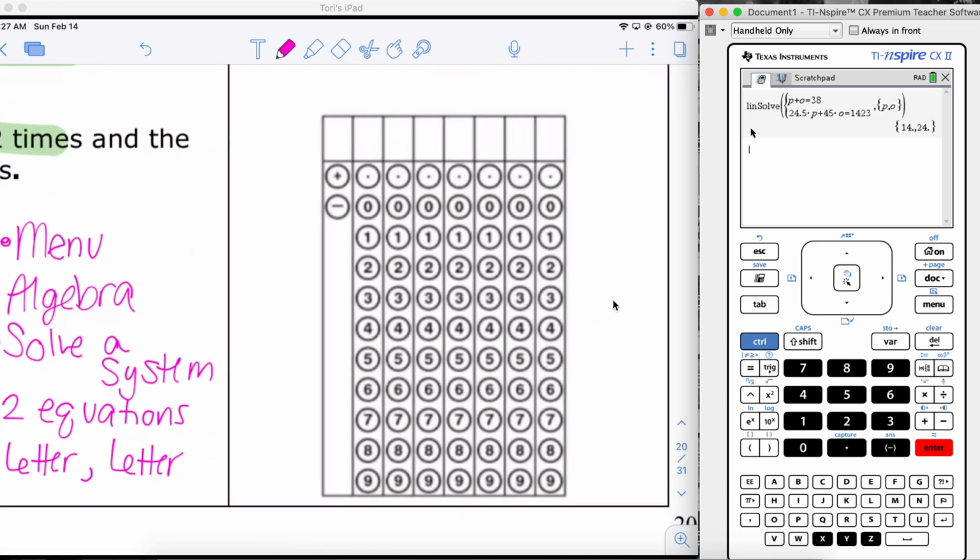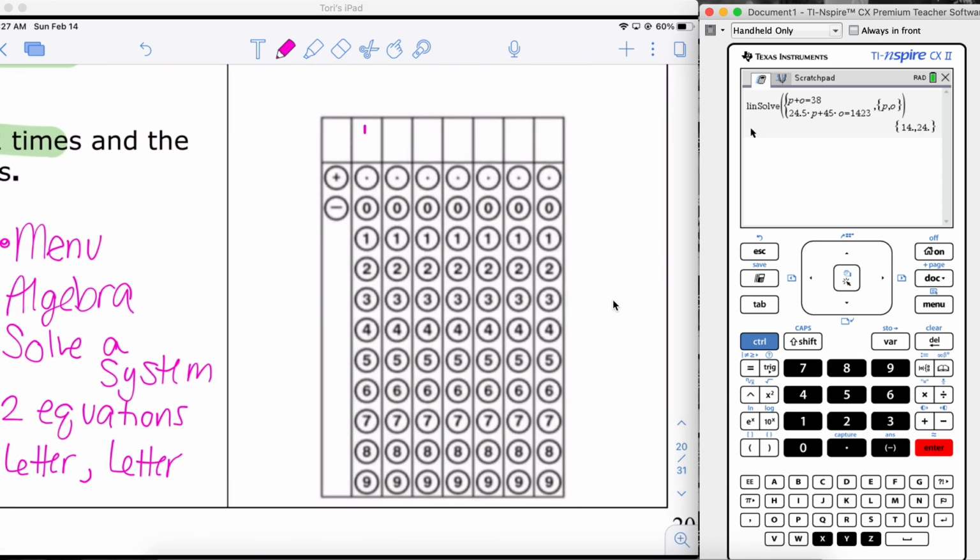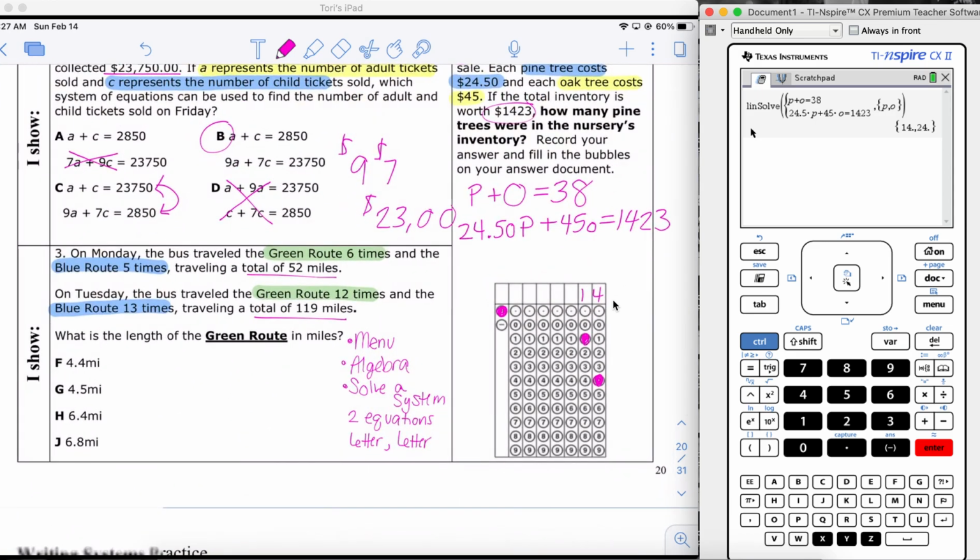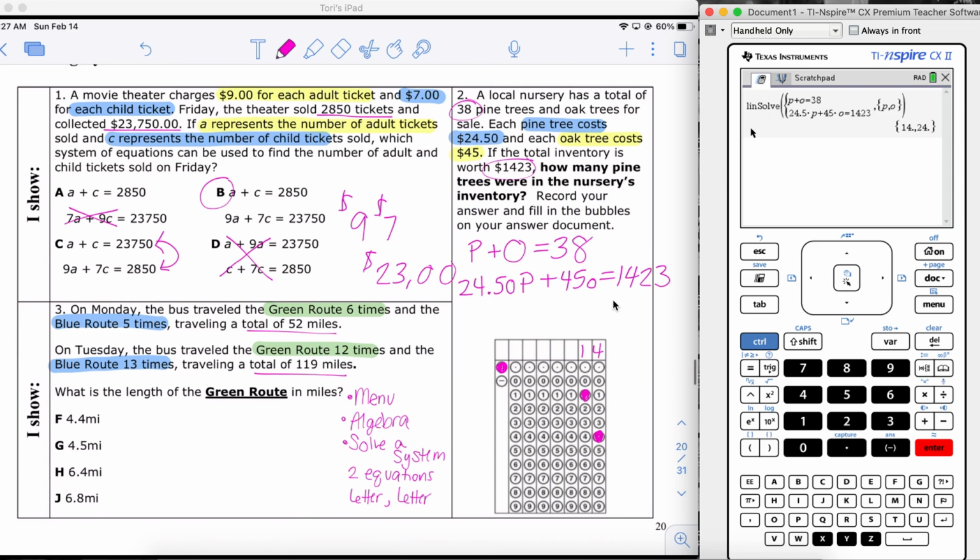Let me show you how we bubble that. You can put 14 here, or you can put 14 here. It doesn't matter, but you will need to practice bubbling the 1, bubbling the 4, and then making sure that you tell it is a positive number, okay? Positive does not require it on the STAAR, but if it was negative, it would be super important. So I would encourage you get in the habit of always bubbling the plus or the minus, okay?